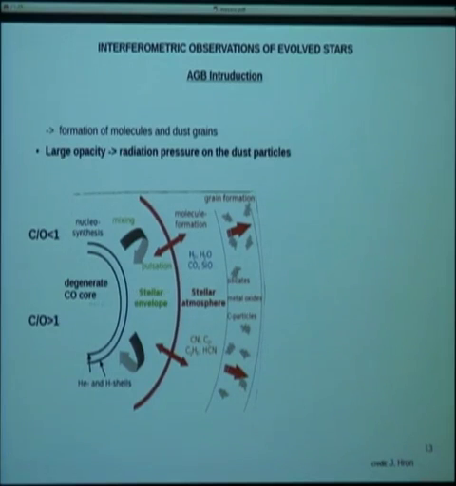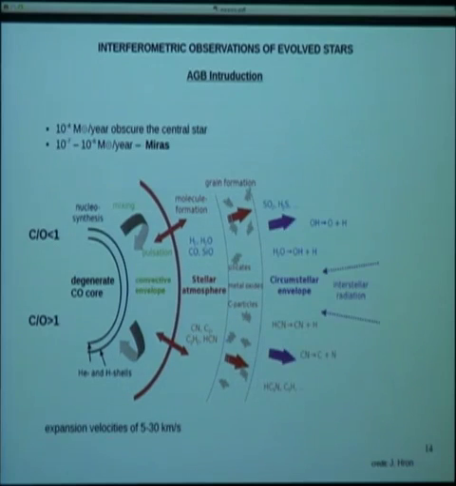When the dust is created, it is believed that due to the large opacity, the dust is driven by the radiation pressure on the dust particles, and the dust is pushed away. Around AGB stars, there are large circumstellar envelopes of material. The radius of AGB stars is very large. They can reach up to 400 or 600 solar radii.